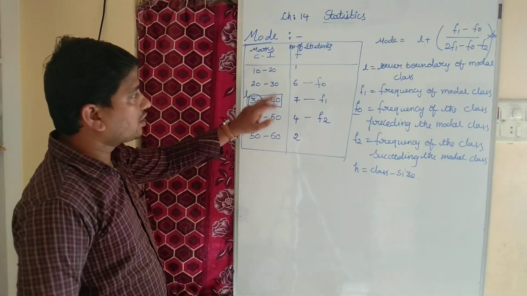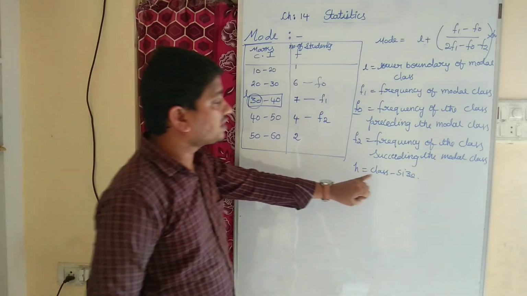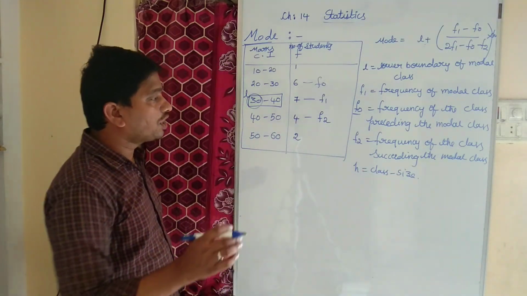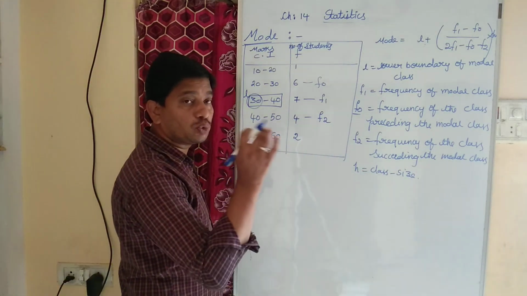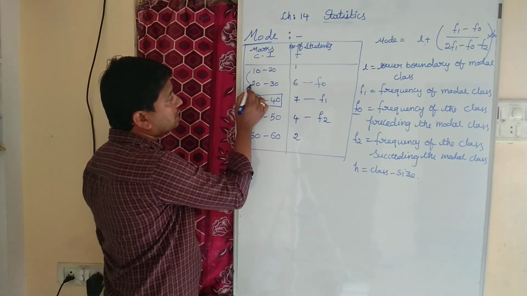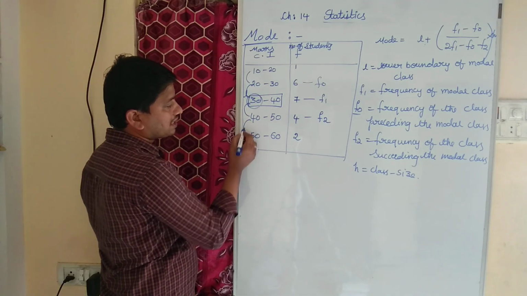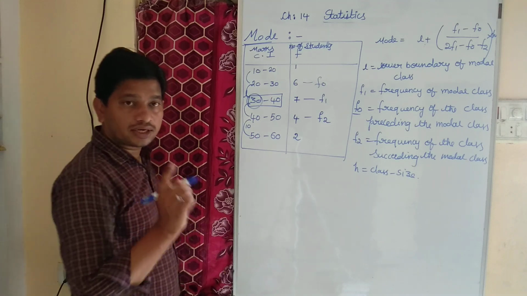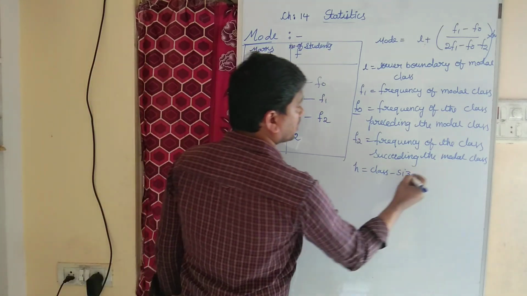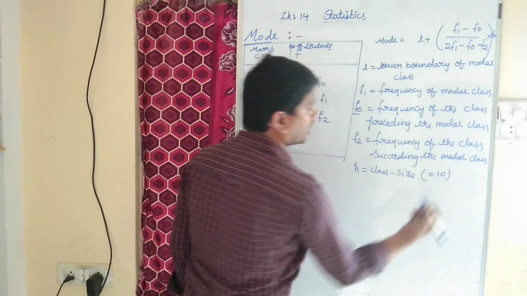Right? So children, now coming to H. H is nothing but the class size. What do you mean by class size? The difference between two successive class intervals. If you observe, the difference between two successive class intervals is always 10. So the class size here, in this case, is 10.